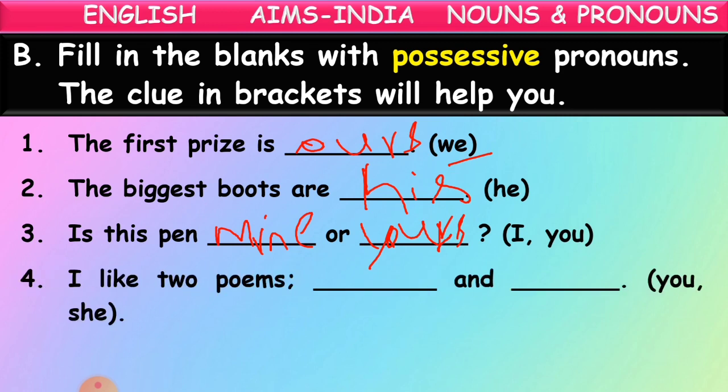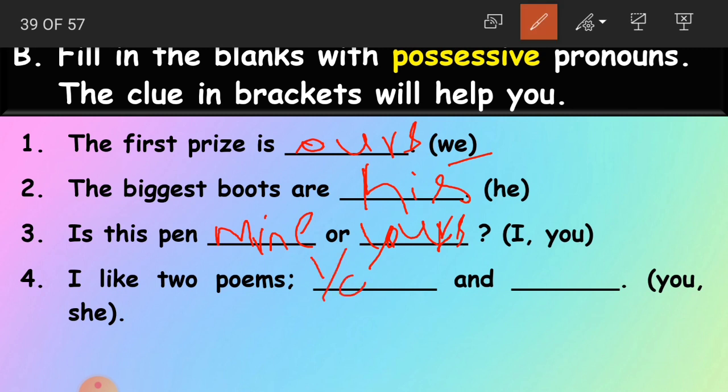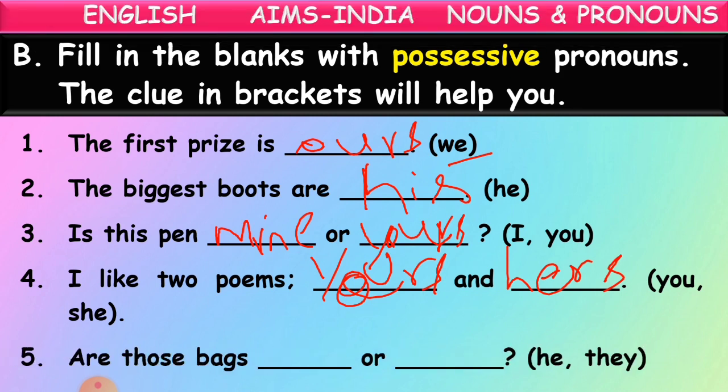I like two poems, dash and dash. What are the personal pronouns here? You and she. Those two have to be changed. The first one is you. I like two poems. What is that you? It becomes yours. Yours and hers. She becomes hers. Okay, children? Now the fifth one.